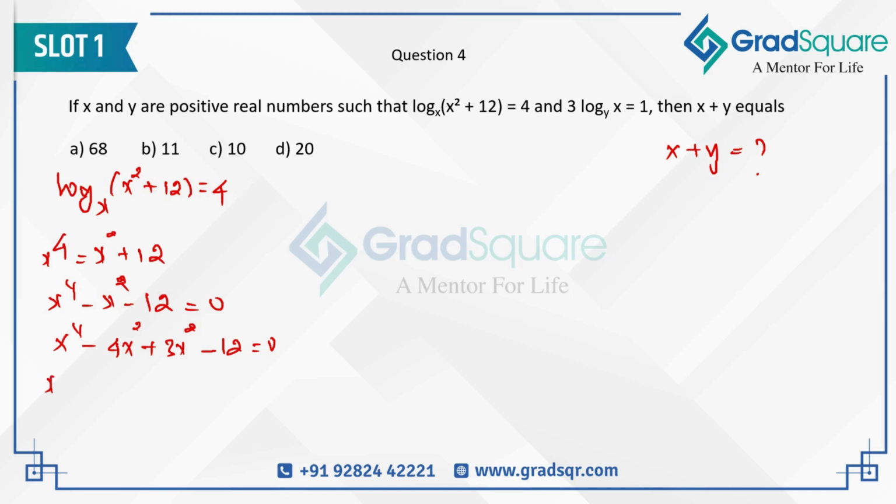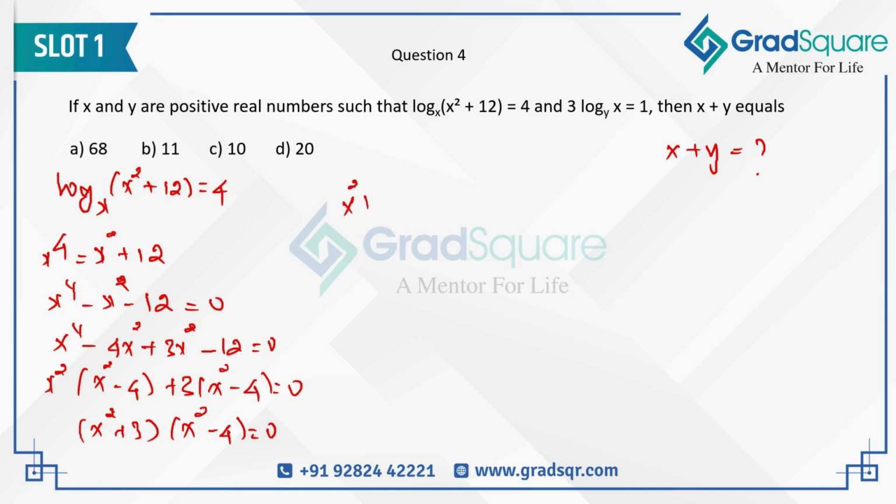Which gives us x square into x square minus 4 plus 3 into x square minus 4 is equal to 0. So x square plus 3 and x square minus 4 is equal to 0. So we get x square plus 3 equal to 0, so x square will be equal to minus 3, and x square minus 4 equal to 0, so x square is equal to 4, and x will be equal to plus or minus 2.